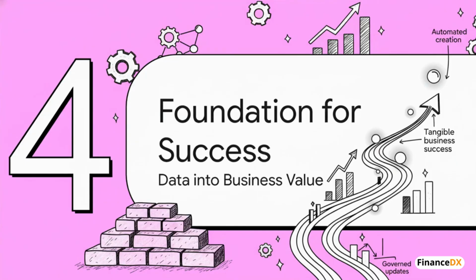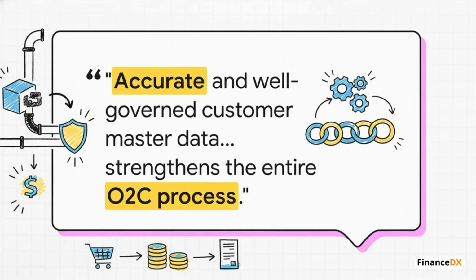All right, let's pull all of this together. We've talked about automating how data is created and governing how it's updated. In this final section, we'll see how this whole controlled process becomes the foundation for business success, and see how all this turns clean data into real, tangible business value. You know, this quote from the source material just nails it. This isn't just some IT problem or a data entry task. Having accurate and well-governed customer data is what strengthens every single step of your order-to-cash process.